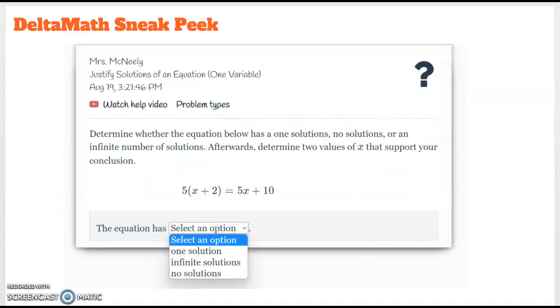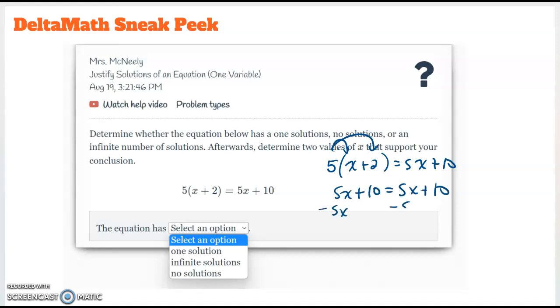Let's take a look at a couple of Delta Math examples. Let's say you see a problem like this. You want to first make sure that you have your sheet of paper out and that you are showing your work. So when you're doing your Delta Math, you are solving the problem on your own paper first. So I'm going to distribute. I get 5x plus 10 equals 5x plus 10. Get my x's together on the same side. The x's will cancel out because 5x take away 5x is 0, and 10 will always equal 10. So in your drop-down menu there, you should choose infinite solutions.